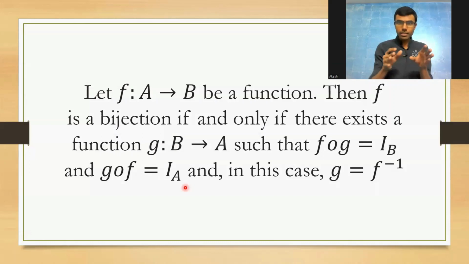In short, the first thing they're asking us to prove is: if f maps A to B is a function, and f is a bijection and g equal to f inverse, then f circle g equal to IB and g circle f is equal to IA. This is the first part which I need to prove.